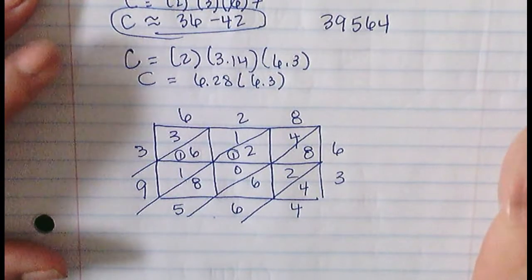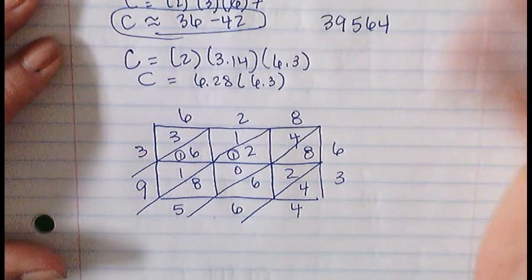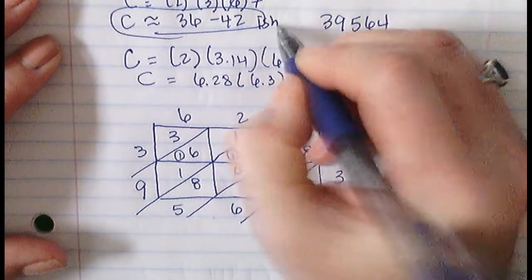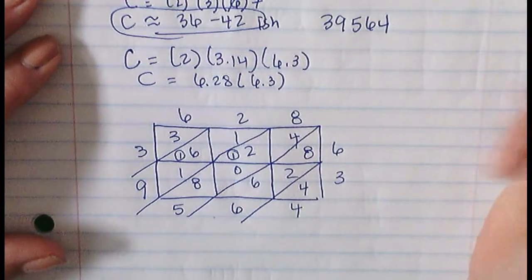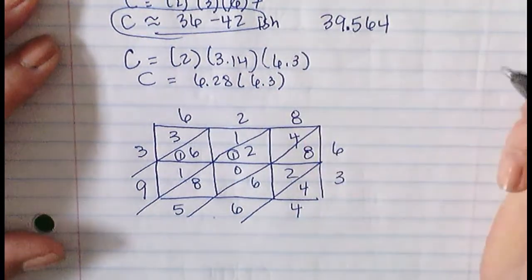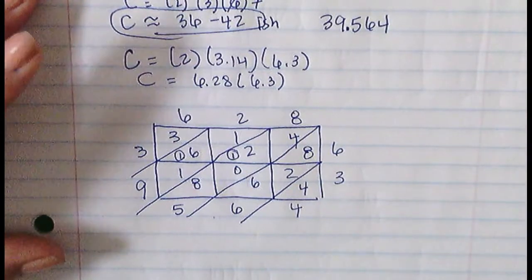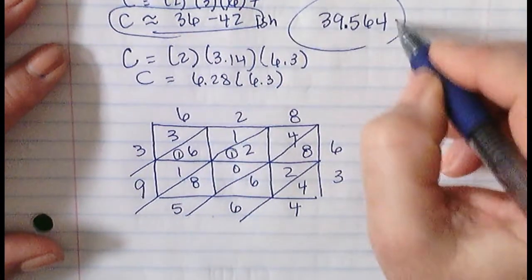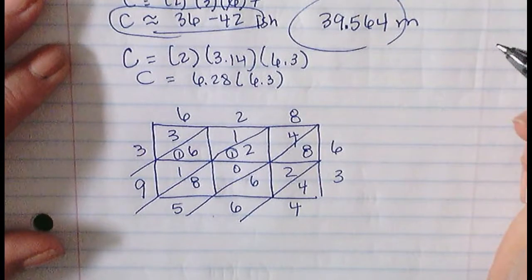Now, we said the answer was between 36 and 42-ish. I'll put the ish for you because it's rounded. How about 39.564? So it's around 39.56. And those are meters. So there is a problem done with radius.